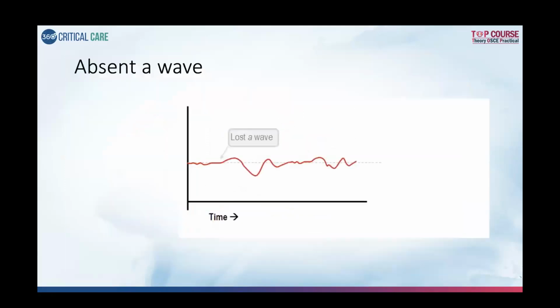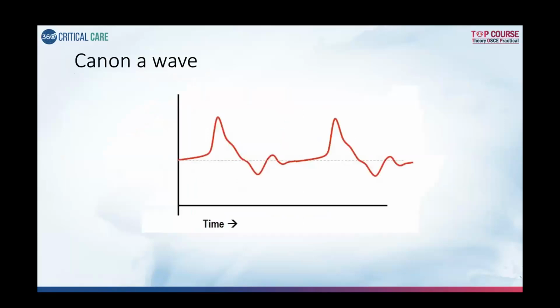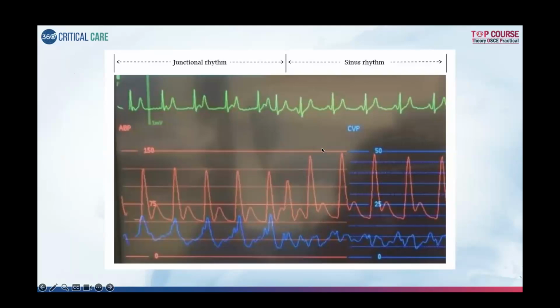Now, abnormalities that can be asked in the exam are loss of the A wave, where you don't have atrial contraction, and cannon A waves, where you will have very high peaked A waves. You can get a cannon A wave in junctional rhythm and other pathology, where the right atrium contracts against a closed tricuspid valve. So as you can see, the A wave is a tall one where there is junctional rhythm.